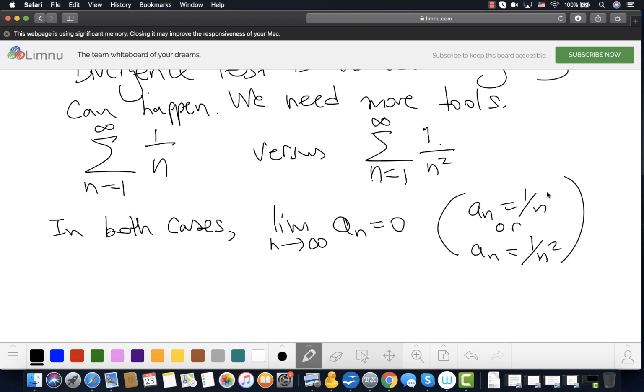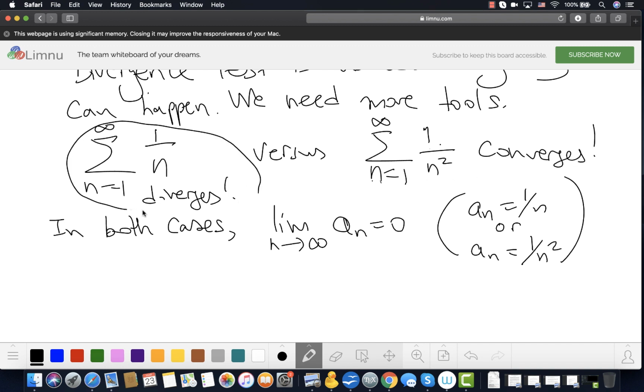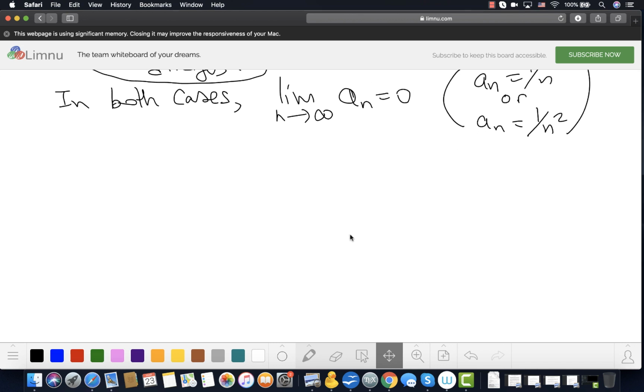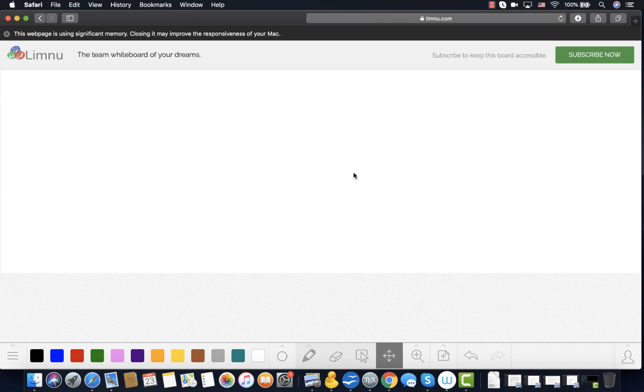In both cases, the limit of 1 over n or 1 over n squared is 0, but one of them diverges. This series diverges, and this series converges. So you see, we can't actually conclude anything from the divergence test. The series could diverge or converge. The divergence test is only useful if the limit of the a_n is not 0.